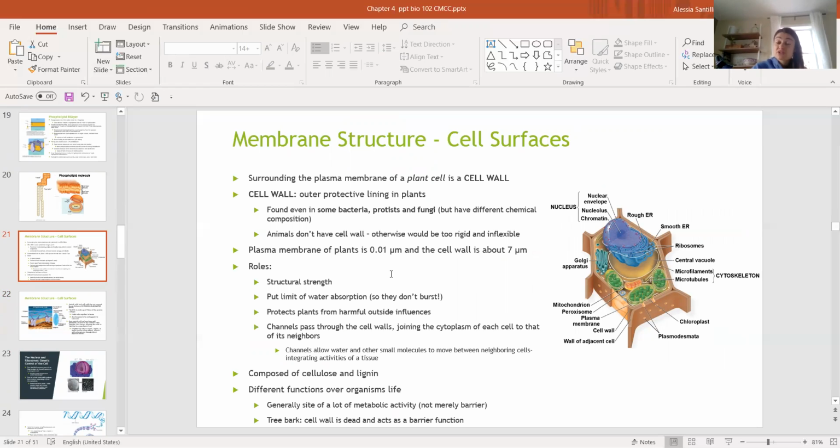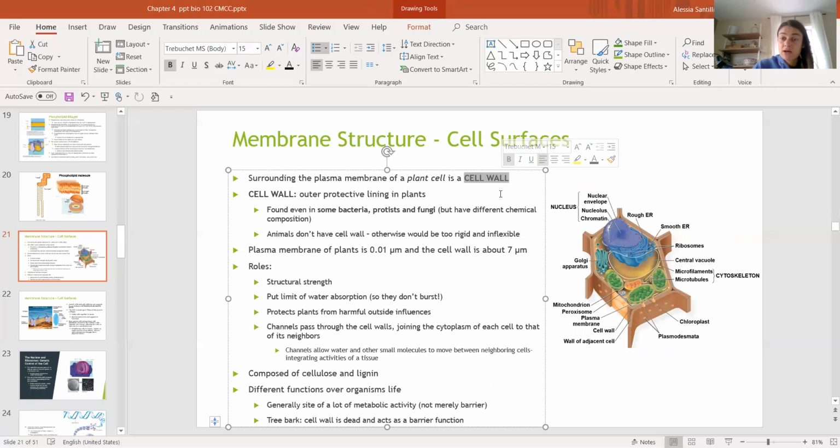So moving on to other structures found on the cell surface. Sometimes, surrounding the plasma membrane, we can have a cell wall, okay? Not we, as in humans, actually that's completely wrong, but eukaryotic cells may have a cell wall. Only certain eukaryotic cells have a cell wall. Plant cells have cell walls, okay? Bacteria, which I know are prokaryotic, they have cell walls as well.